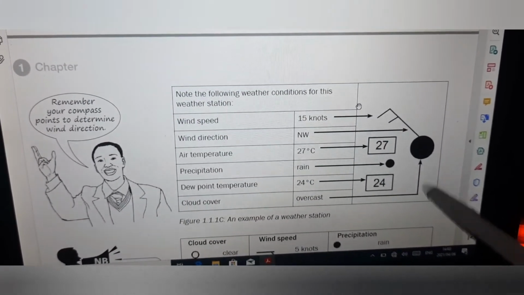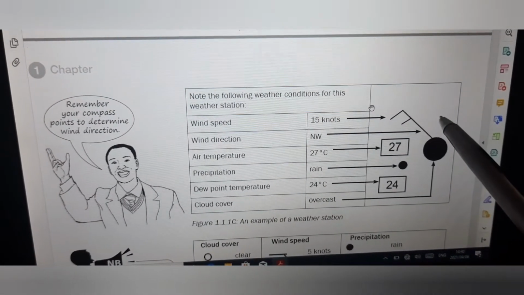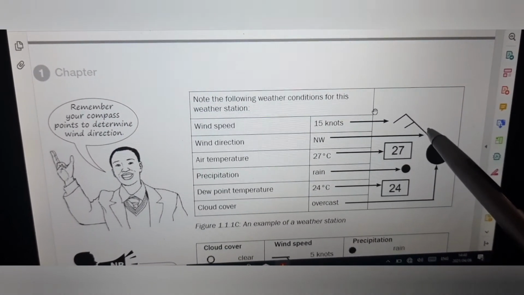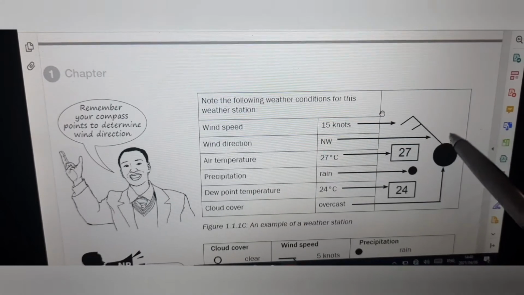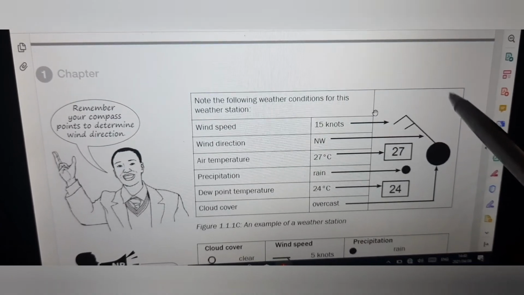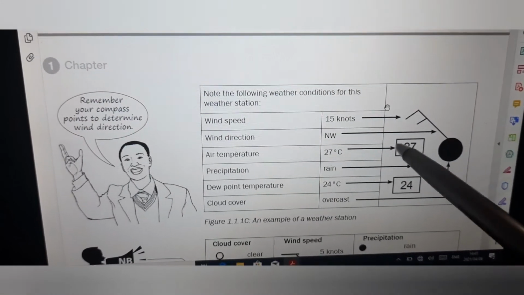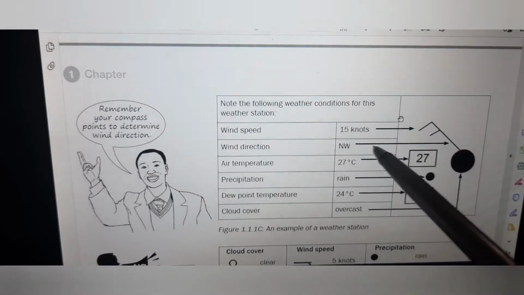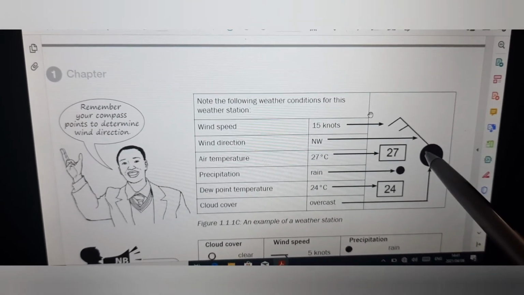So I would suggest that each and every time you find a drawing like this, you put your paper straight up, and then you draw a compass line like this, the Cartesian plane. On the top part is north, the bottom part is south, the right part is east, and the left part is west. So it falls on the second quadrant, so it definitely has to be northwest. I would suggest you guys do that.